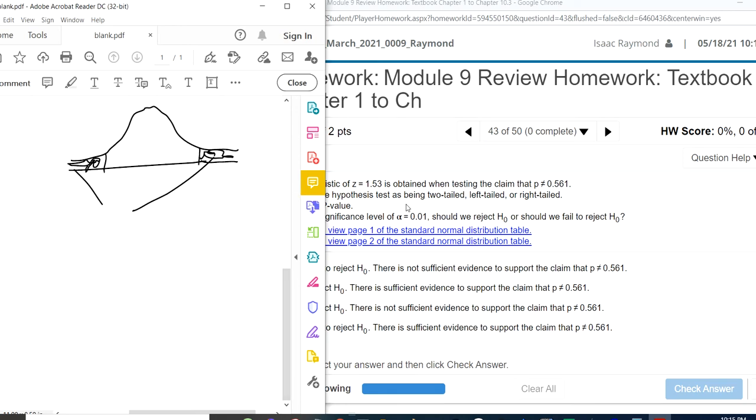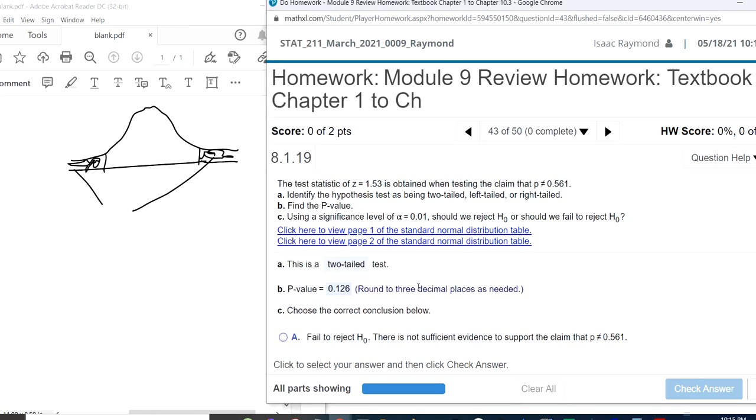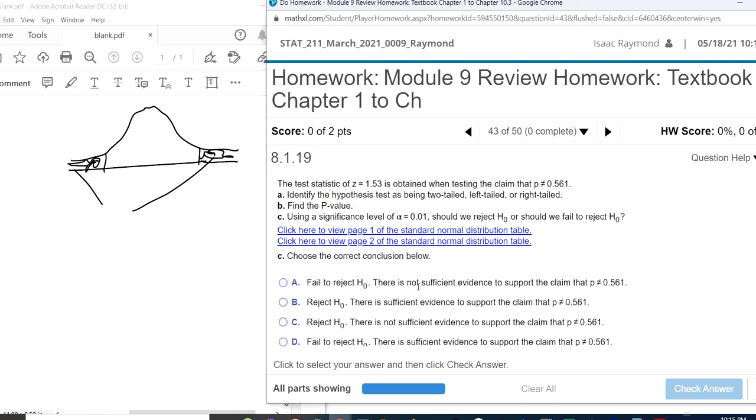That means there's like a 12% chance that the null hypothesis is correct, roughly speaking. Okay, a 12% chance that there is no sort of effect here, that the proportion is equal to 0.561. There's a roughly 13% chance that the proportion is equal to 0.561.